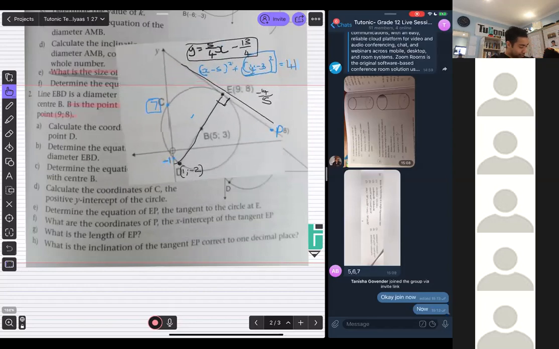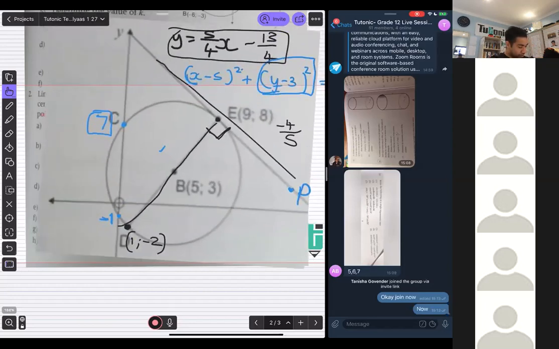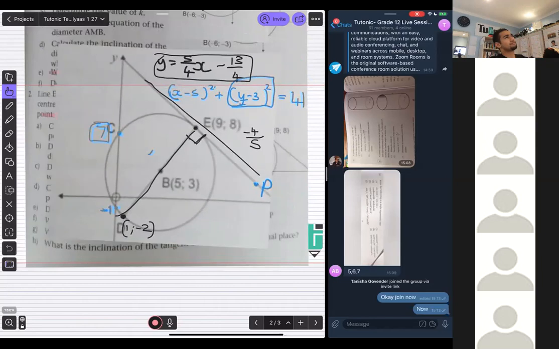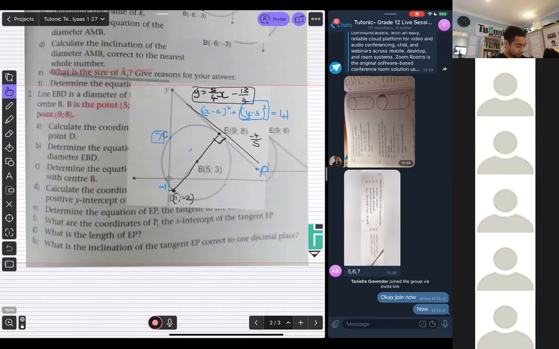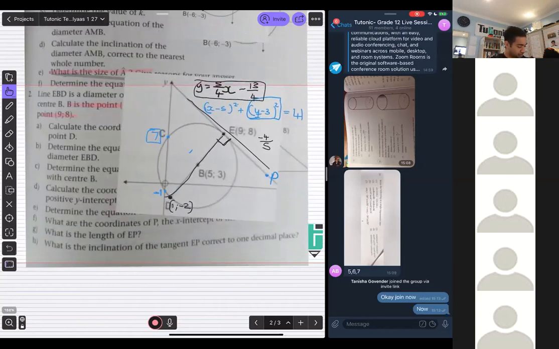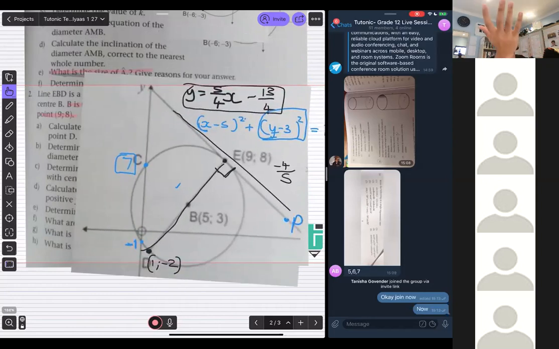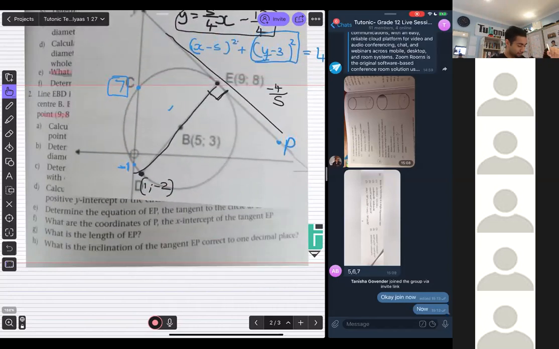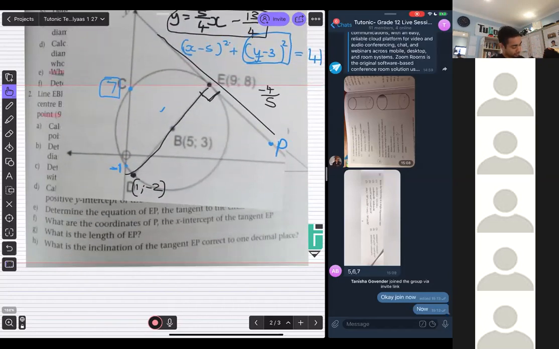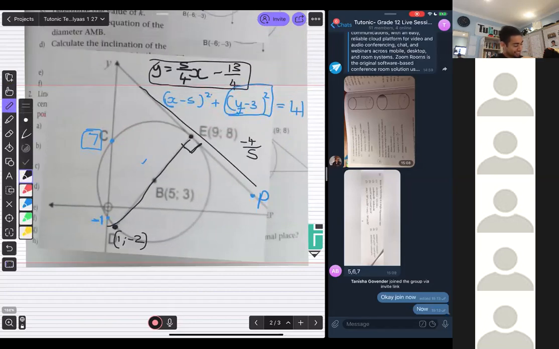And for the length of EP, you just use the distance formula. Then for inclination, you work out the gradient and you get tan, right? We do have the gradient, which is -4/5, of that line. So are you going to get a positive or negative answer if you say arctan? Negative, because this is a negative gradient.